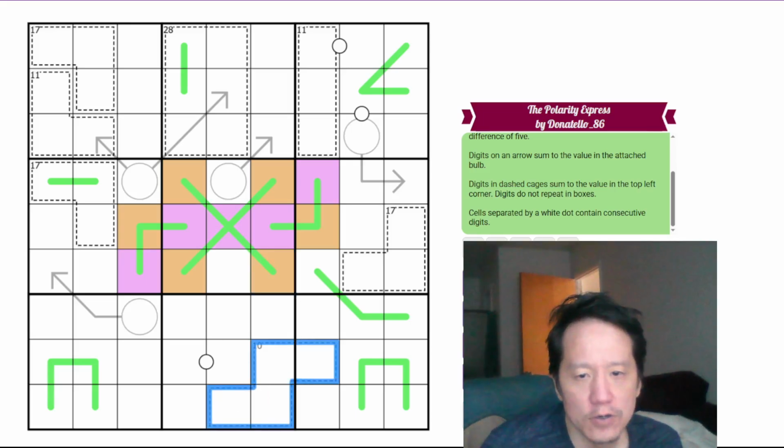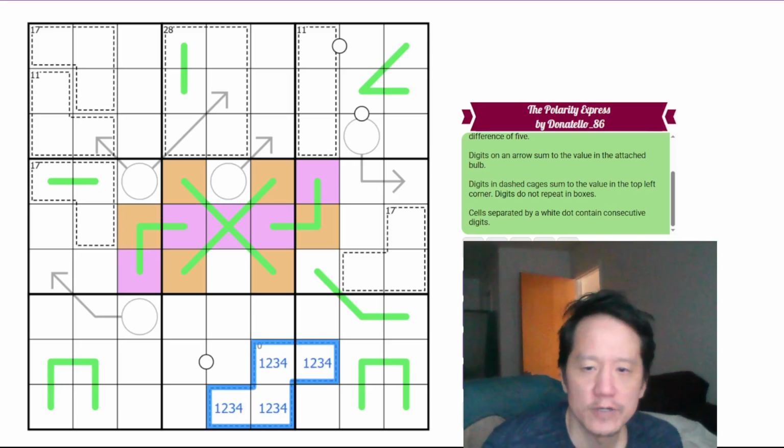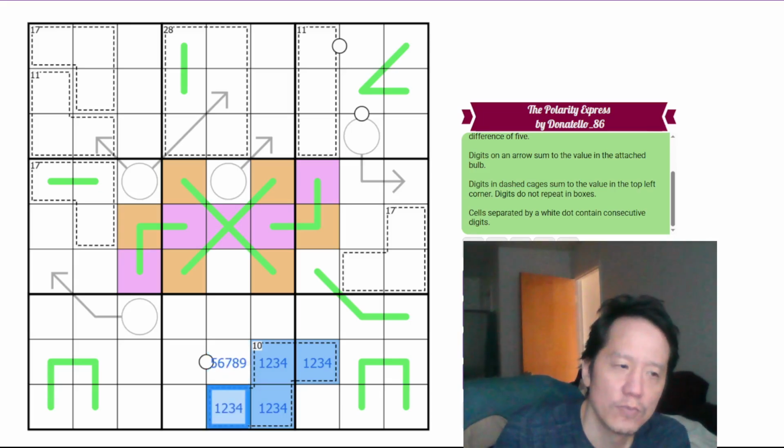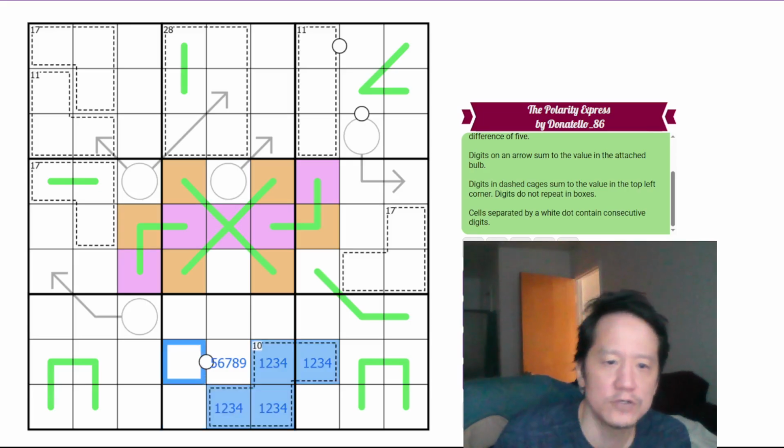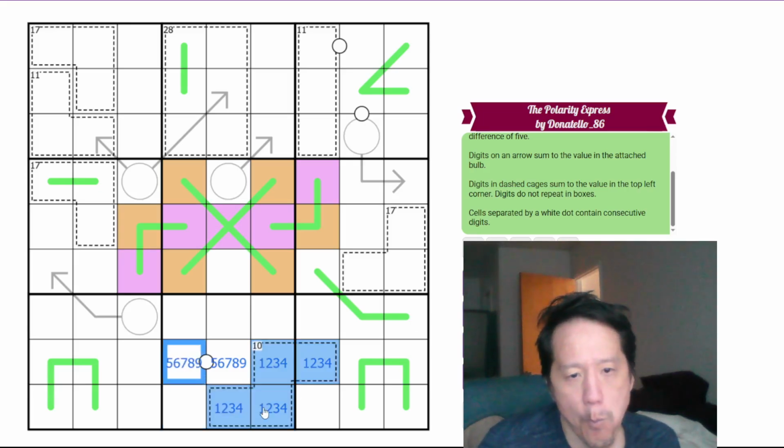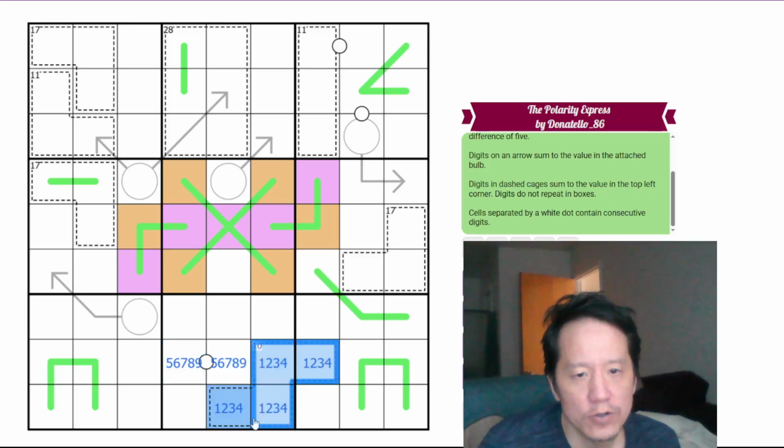These digits are all low, and it's the digits 1 through 4 to add up to 10, right? So these are all low. These digits all see this digit, so this must be 5 through 9. This would also see all 4 low digits, so this is also 5 through 9 here. These are all low.